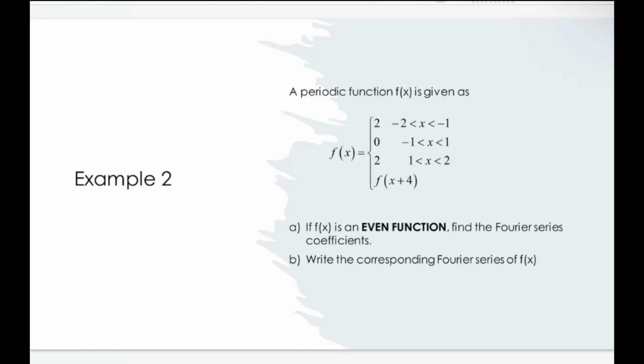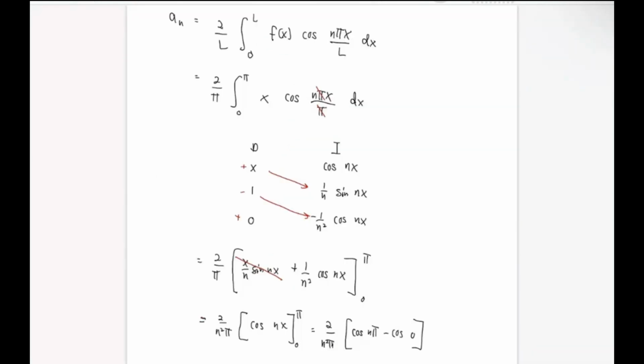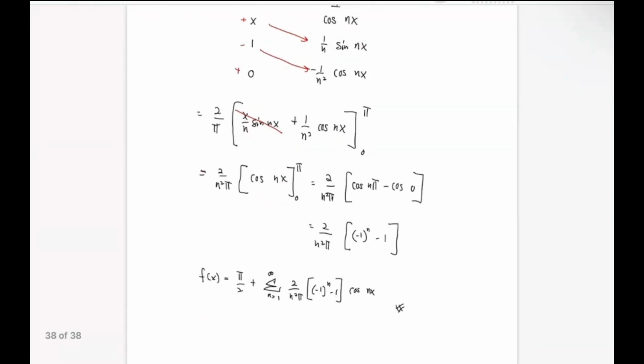Good evening. So we will continue our class on the Fourier series. In the last class we discussed the Fourier series of an even function. Before we continue with our next example, let's recap what we have learned so far in the last class.